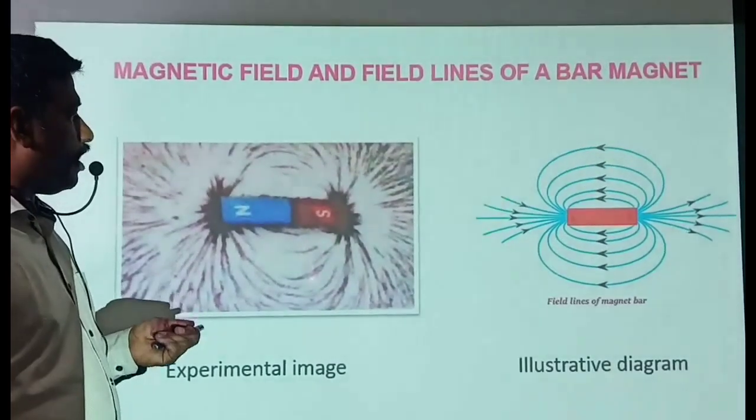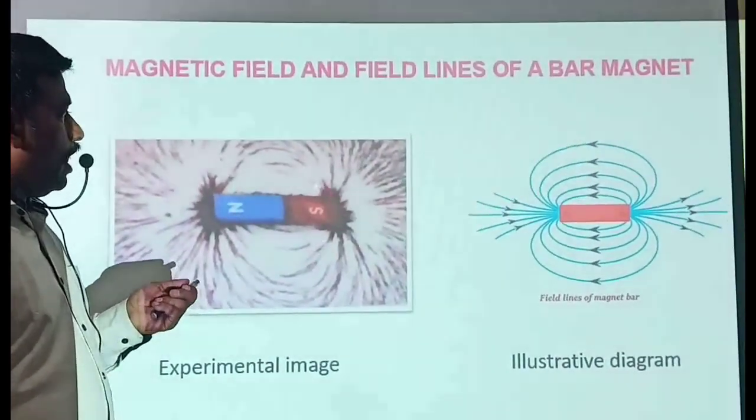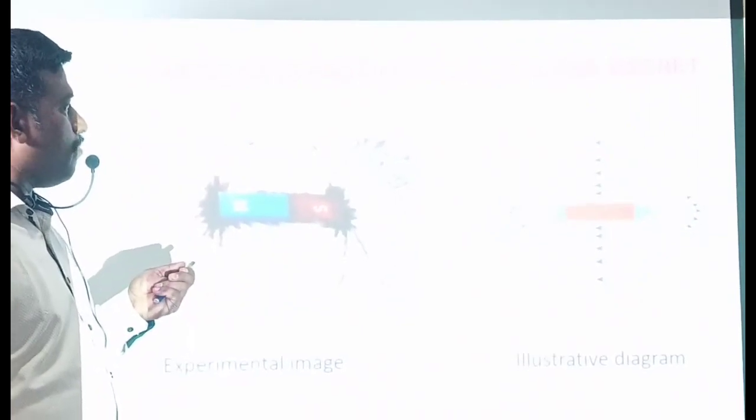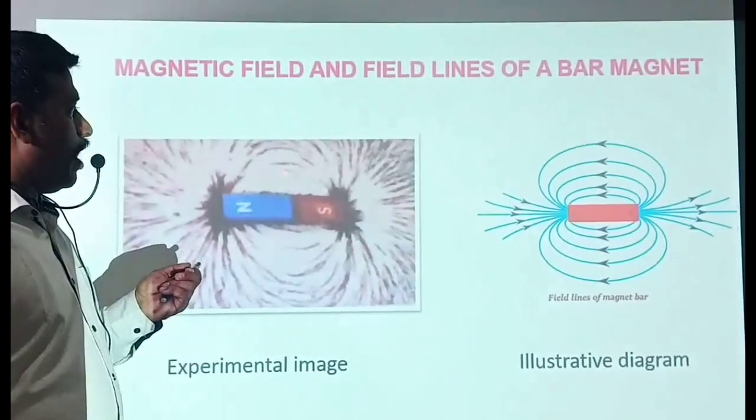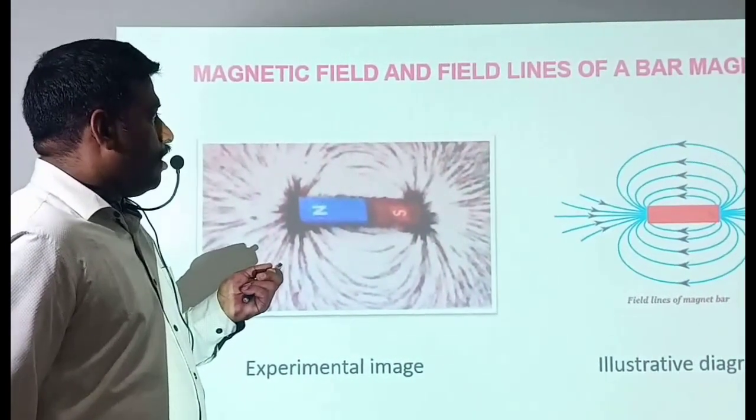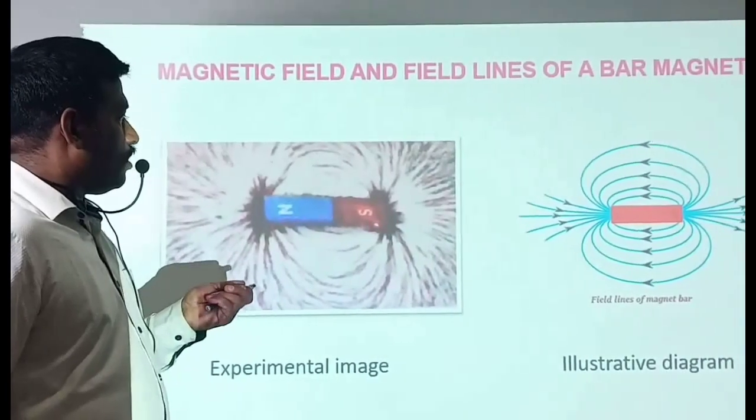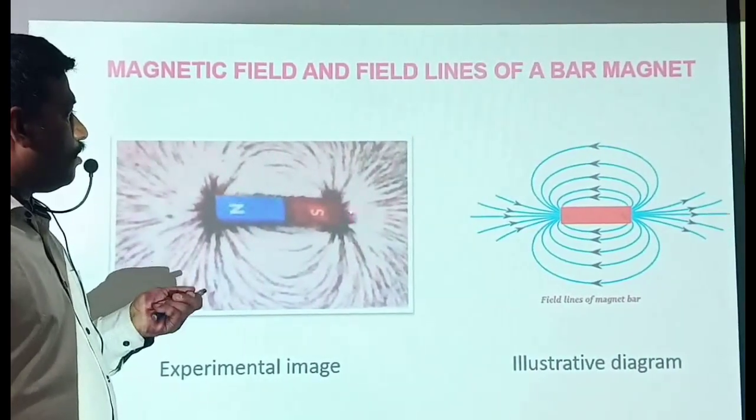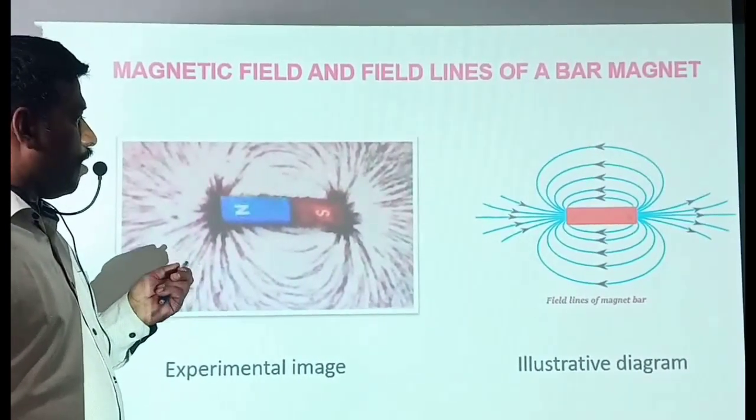One magnetic field line does not intersect another, because each magnetic field line represents the direction of the tangent, the direction of the magnetic force or magnetic field when I draw the curve. That means at the poles the magnetic field is much stronger compared to the middle or central part.